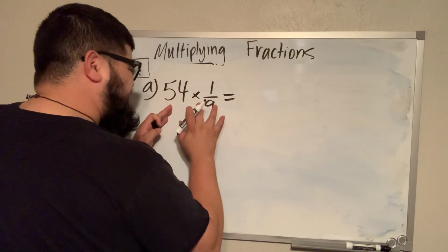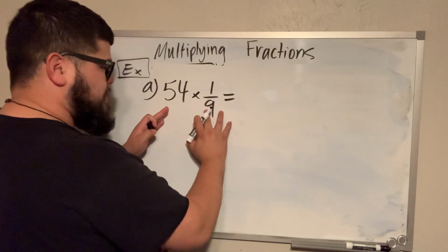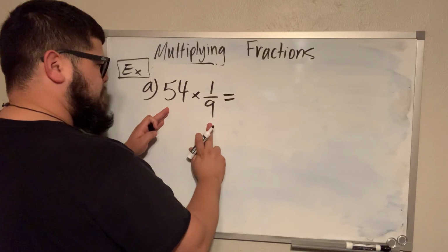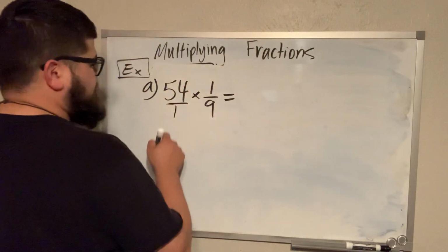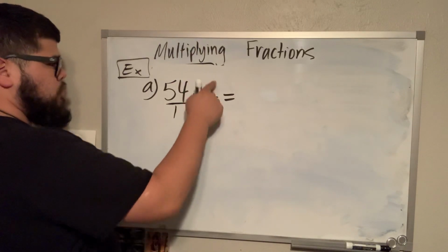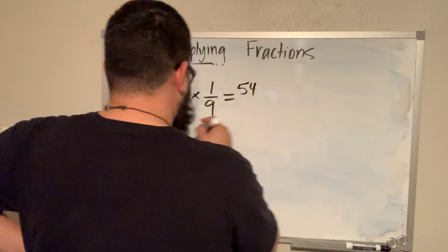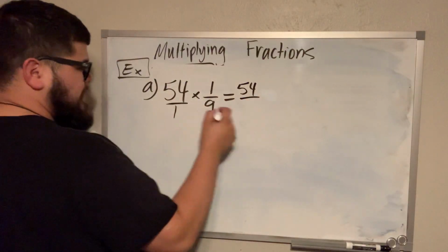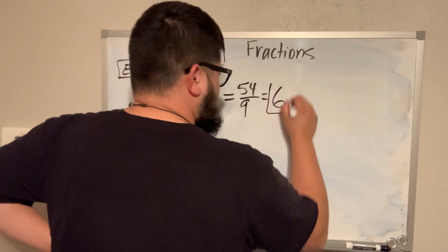So what we're doing here is we're multiplying 54 by the number 1 over 9, which we know is a proper fraction. Proper fraction means it's what? Less than 1, right? So 54 over 1, multiplied by the number 1/9, which is less than 1. 54 times 1, we get 54. Over 1 times 9, we get 9. 54 divided by 9, we get 6.